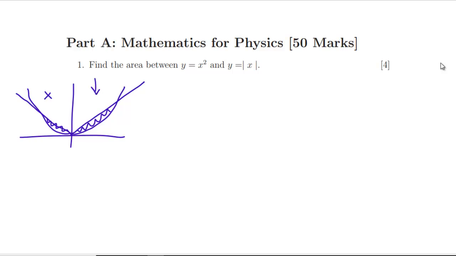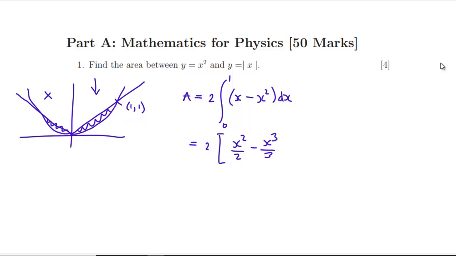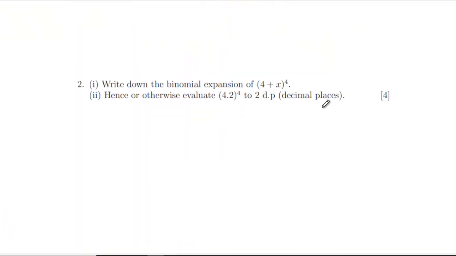Just do double the area on the right hand side. So we need this intersection point, which is when x is equal to x squared. So that's going to be at (1, 1). So we need to do an integral and double it from 0 to 1 of the top one, which is x, minus the bottom one, which is x squared. This should be quite straightforward now. x squared over 2 minus x cubed over 3 from 0 to 1. So it's a half minus a third is a sixth, multiplied by 2 gives us a third. A nice standard A-level type question to get us going.